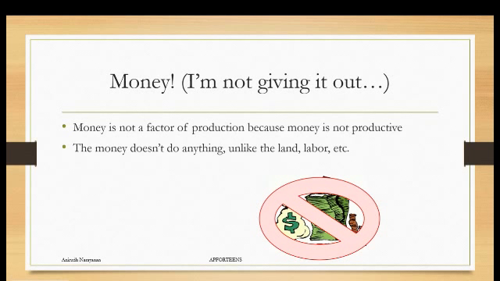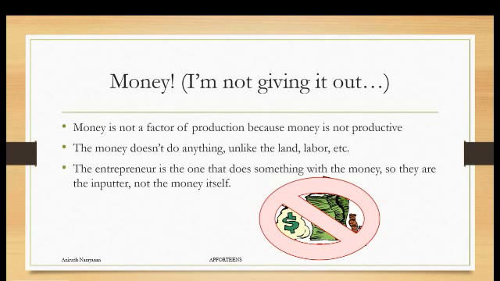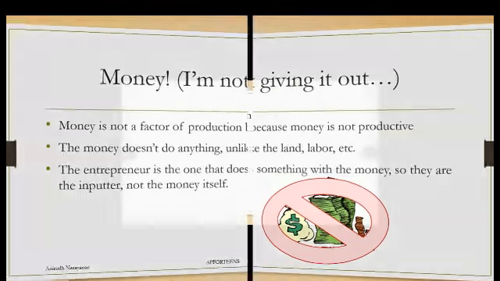Well, the money doesn't really do anything. Unlike the land, which is there and growing, the labor, which is actually working. The entrepreneur that has the money is the one that does something with it. So they're going to be the ones that input, not the money itself. That's why money is not counted as a major input or an inputter at all.